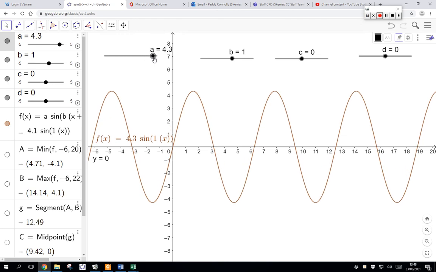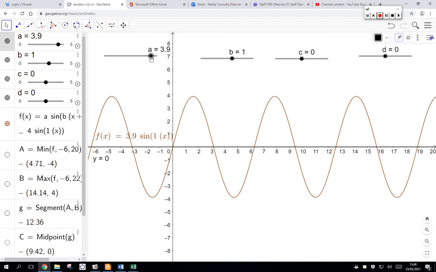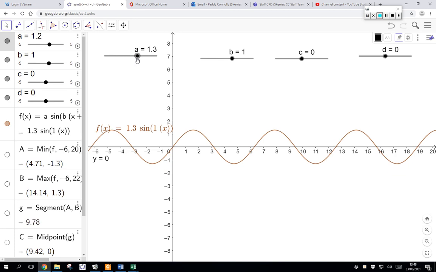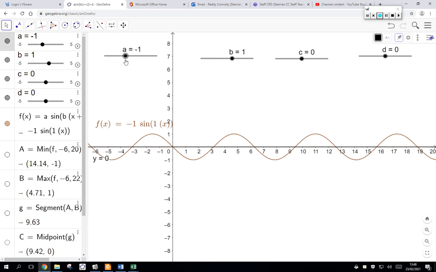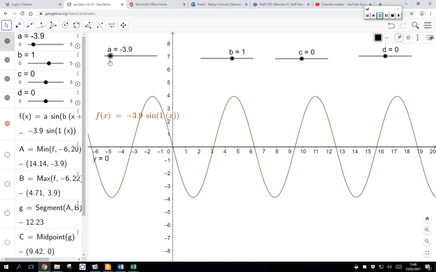Stretches it away from the x-axis. As I move back closer to the number 0, that squishes it in towards the x-axis. And actually until I get to 0, well, we have a straight line because 0 times anything's just 0. And then when I make it negative, we kind of flip the function across the x-axis, and as it gets further away from 0, then it's stretching out.